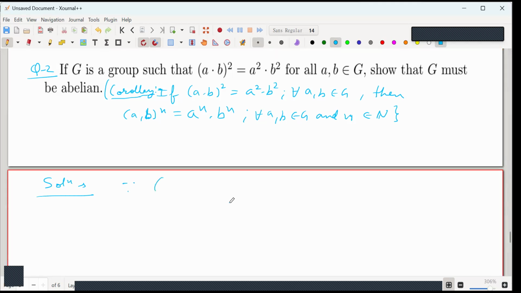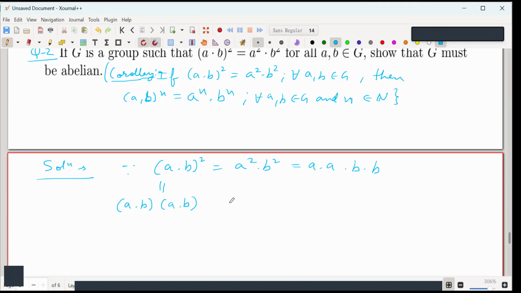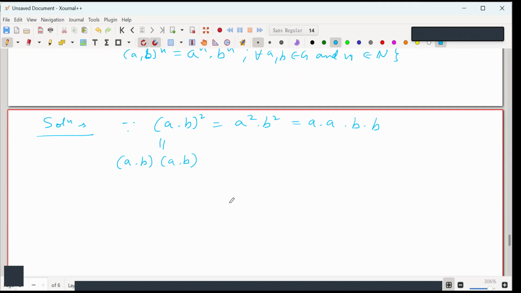So since (AB) squared is A squared B squared, you just open it. I think I got it. Okay, tell me. So (AB) squared would be ABAB. Then A squared B squared would be AABB. Right? So now A inverse times ABAB equals A inverse times AABB. We can cancel now. I think you know this left cancellation, right cancellation. This A will be cancelled by this A, and this B will be cancelled by this B, right?